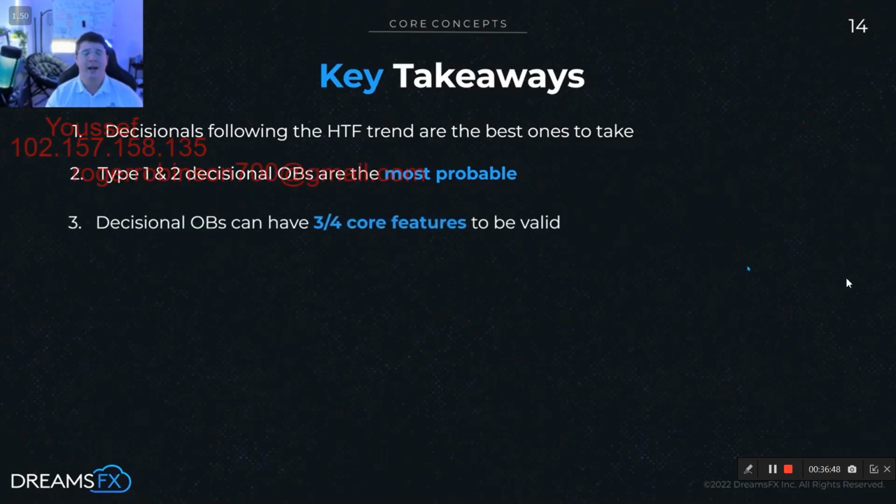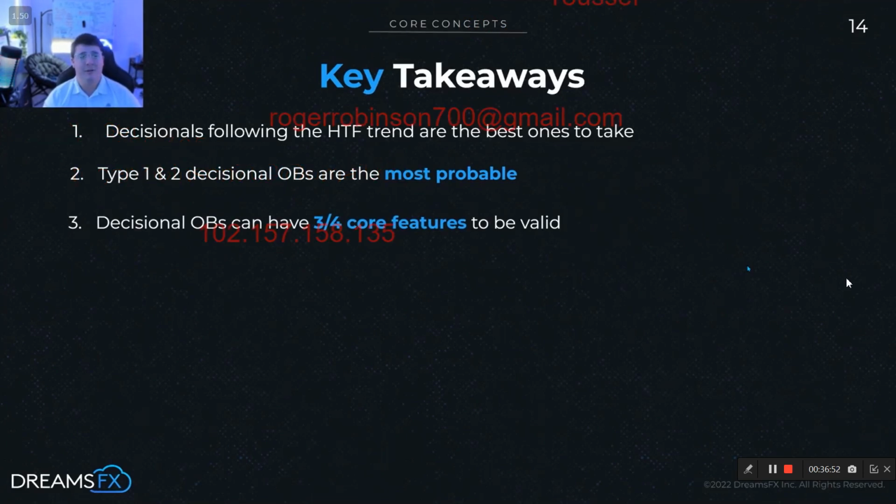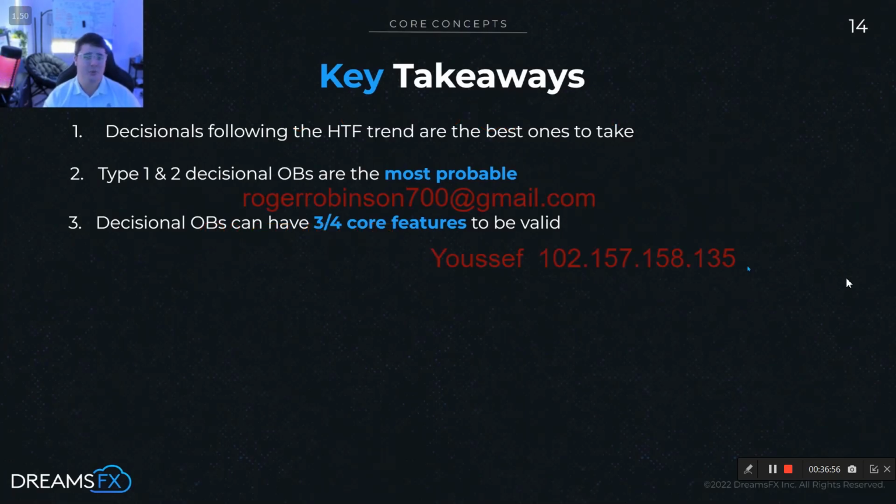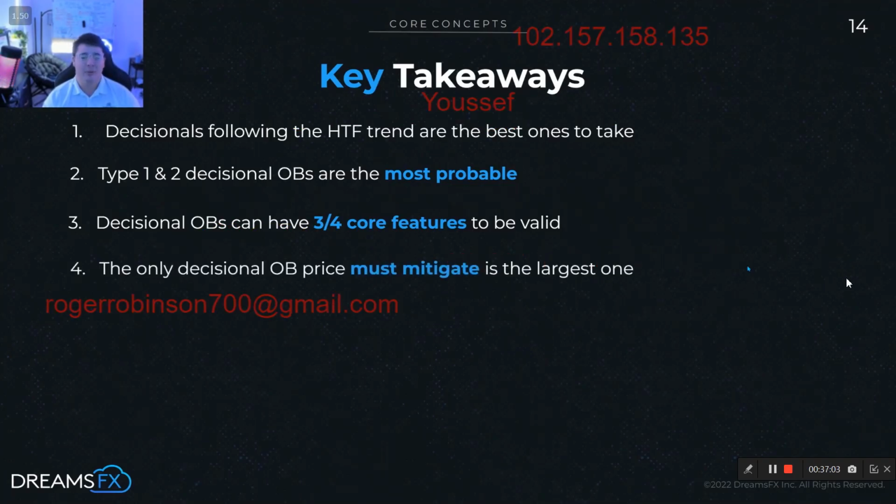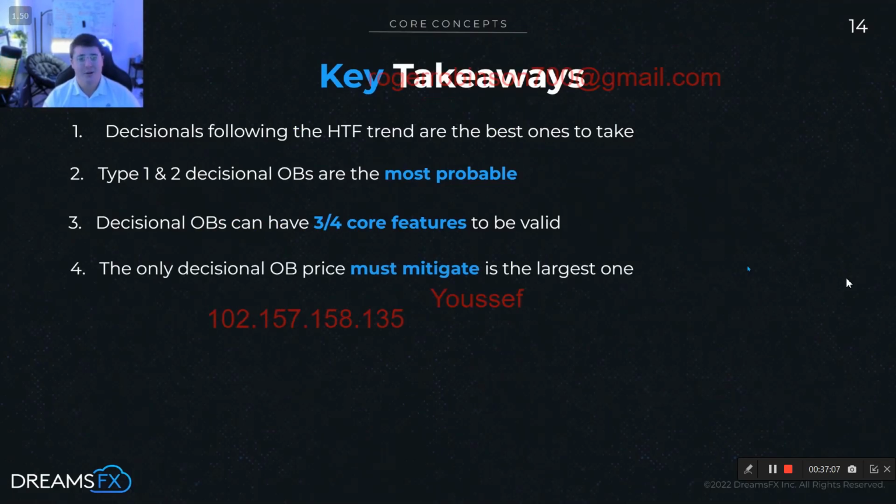Decisional order blocks can have 3 out of the 4 core features to be valid. The only one that they do not need to have is the liquidity sweep. Order blocks for decisionals do not need to sweep liquidity. However, extreme order blocks must always take out liquidity. The only decisional order block price must mitigate is the largest one. Embed this in your brain because no one else will teach you. The only order block that will ever need to be mitigated is the largest one.